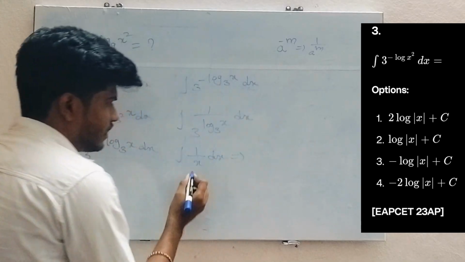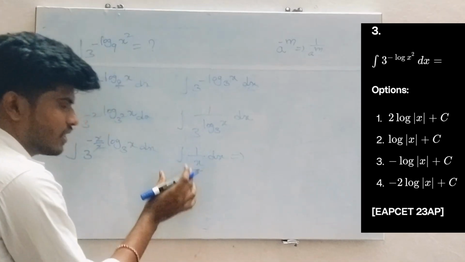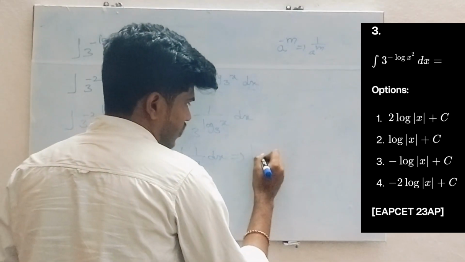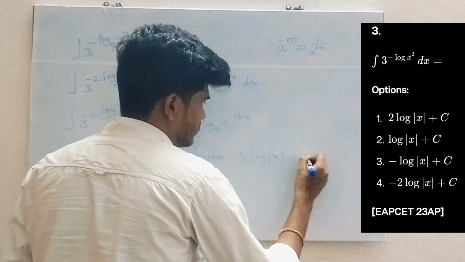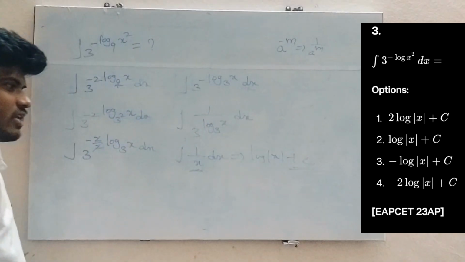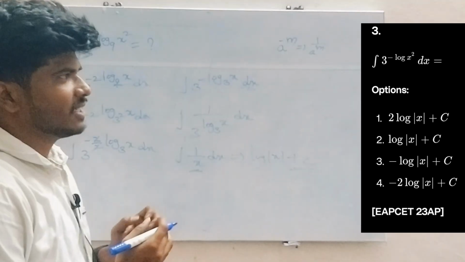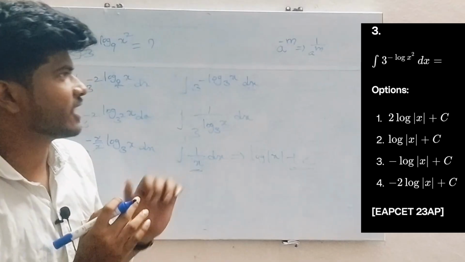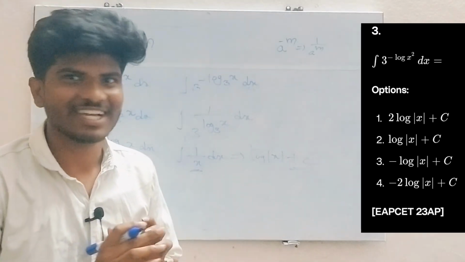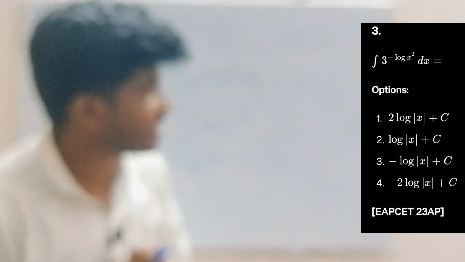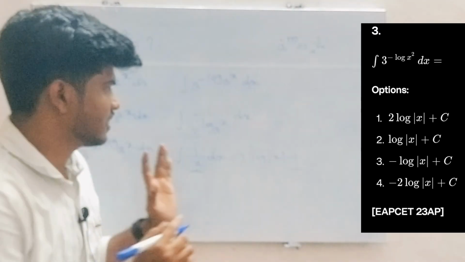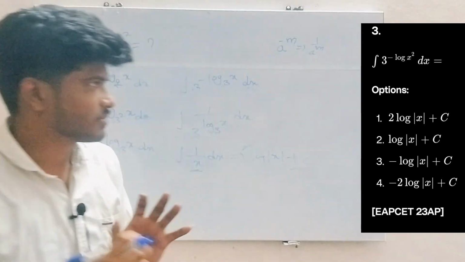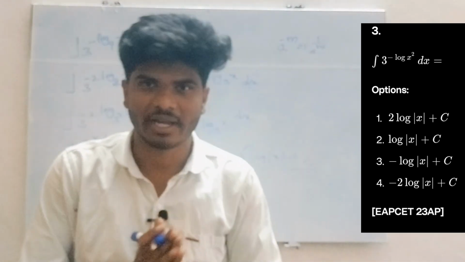We know already the value of integral of 1 by x is log of modulus of x plus c. Let's see the options. Option A, 2 log x plus c, is a wrong answer. Option B, log x plus c, is the right answer. Option B is the right answer.